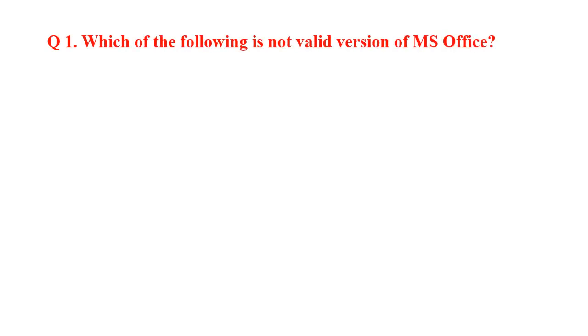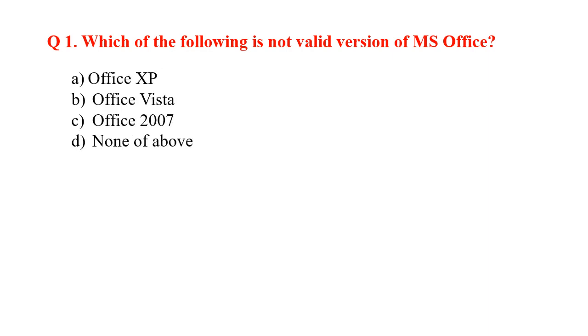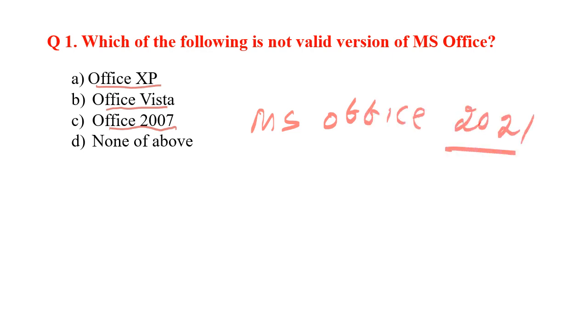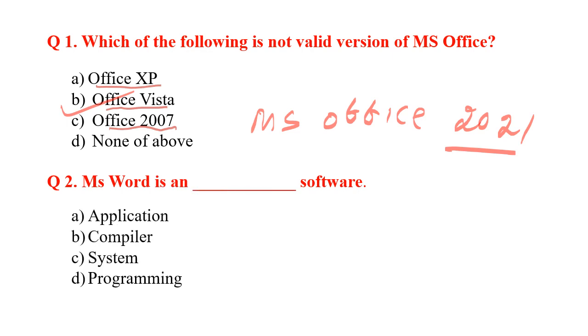Question number 1. Which of the following is not a valid version of MS Office? Look at the options. The first option is Office XP, option B Office Vista, option C Office 2007. Microsoft Office 2021 is the latest version, but there is no version such as Office Vista. Now, next question. MS Word is a dash software. This is an application software.